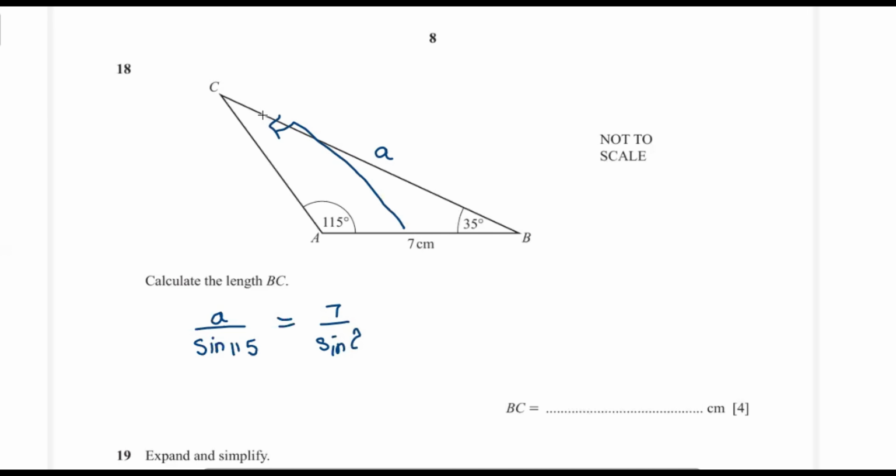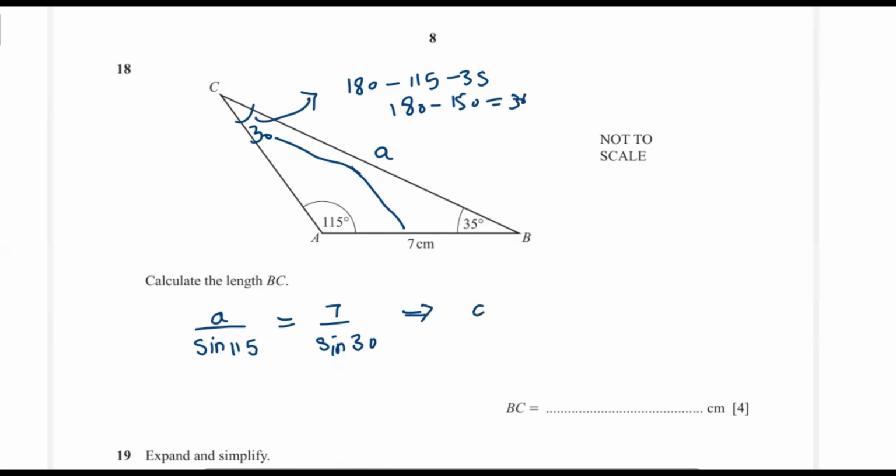Now you can find this angle C, which can be easily calculated. 180 minus 115 minus 35, because the sum of interior angles of a triangle is 180. Now you can calculate it: 180 minus 150 is equal to 30 degrees. Now you write it as sine 30. Sine C is 30 degrees.